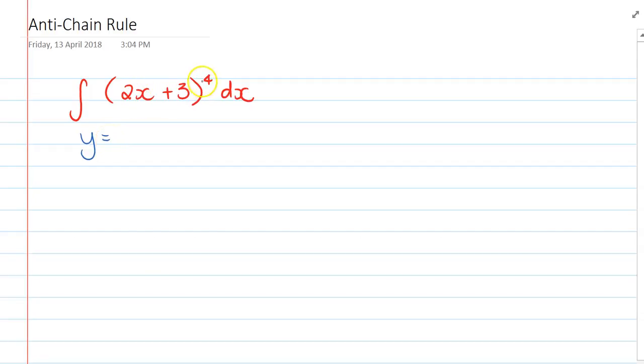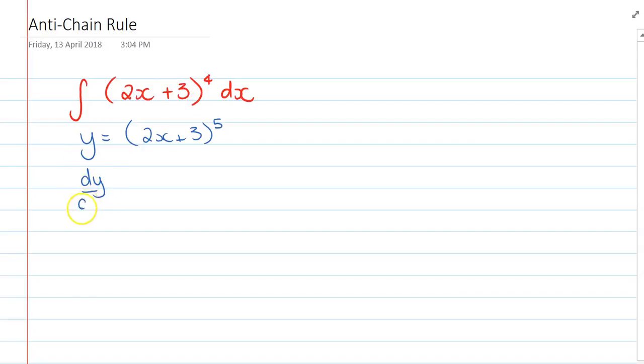So I know that the original function will need to be to the power of 5, because the first integral rule that we learnt was that you add 1 to the power. So I can say that y equals (2x + 3) to the power of 5. Let's take the derivative of that and see how close we are to this actual question here.